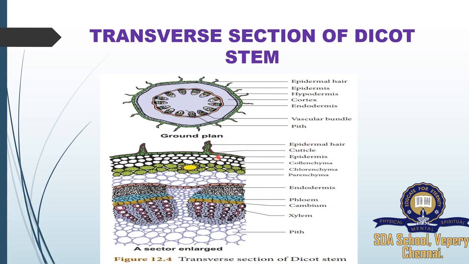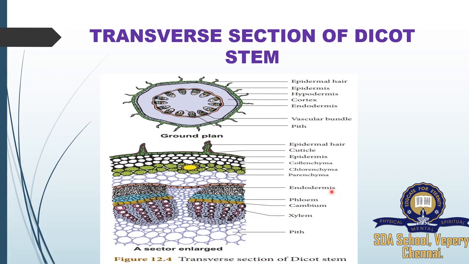We already know it is helping in the evaporation of water present in the plant. Next, epidermis. Epidermis is the next layer after the cuticle, and it is made of parenchymatous cells. Next, collenchyma cells. Next, again we have parenchyma cells. Then our next part is these grey color parts, endodermis.